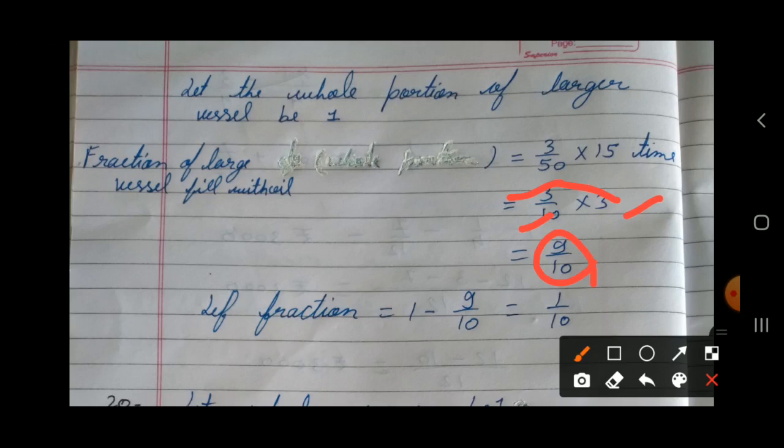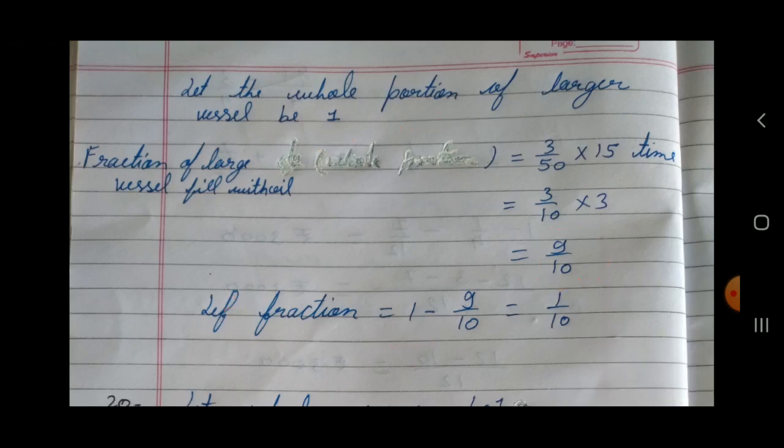And the whole portion is 1. If we subtract this 9 upon 10 from 1, then we will find the left fraction. On solving this, that is 1 upon 10. This is the left fraction of the large vessel.